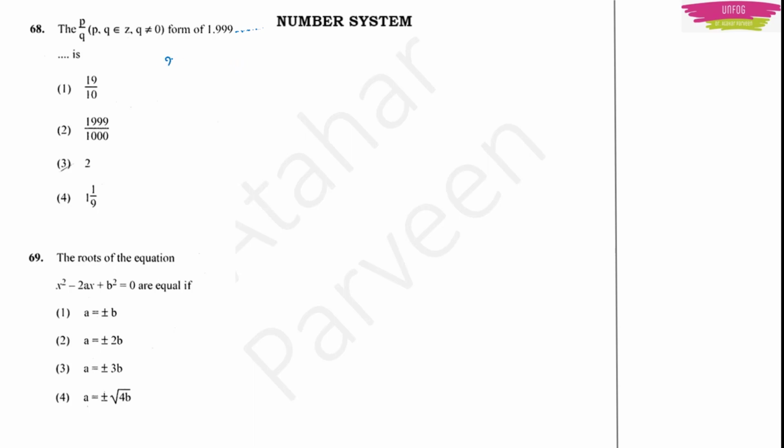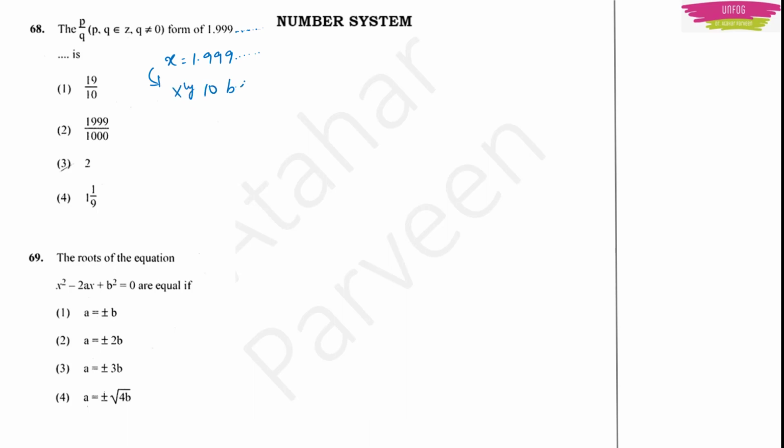See here, let x be equal to 1.999 and it is recurring. The 99 is recurring here. Because one digit, that recurring digit, is repeating, you have to multiply this equation by 10. If 2 digits were recurring, you would have multiplied by 100. Okay. So multiply this by 10.